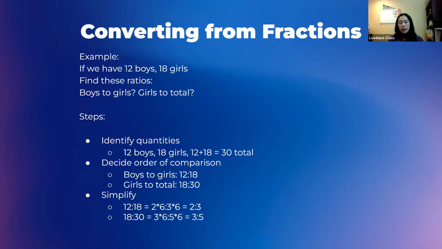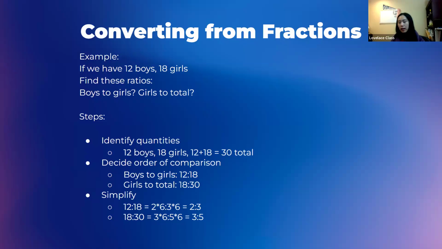And then after that, we simplify by finding common factors. So again, 6 was our common factor for both. So for boys to girls, we'd get 2 to 3, like we said before. And then for girls to total, you'd get 18 to 30, which is just 3 times 6 to 5 times 6, which just equals 3 to 5.